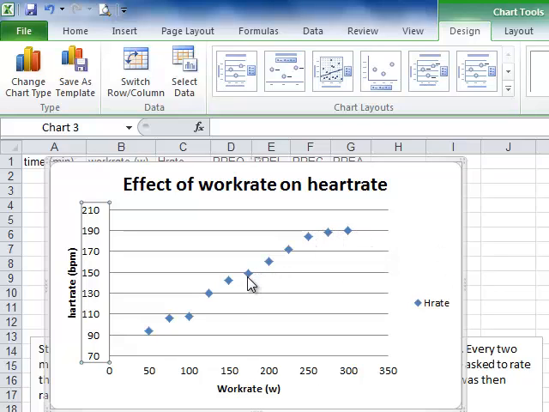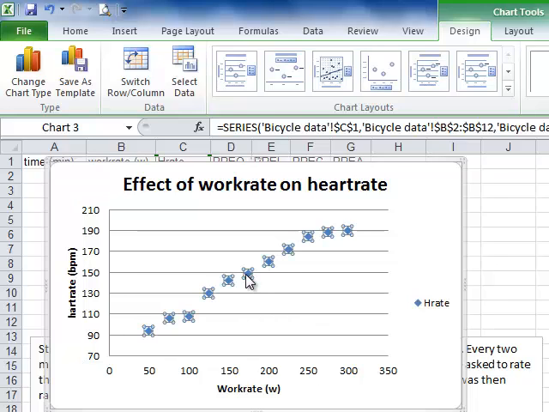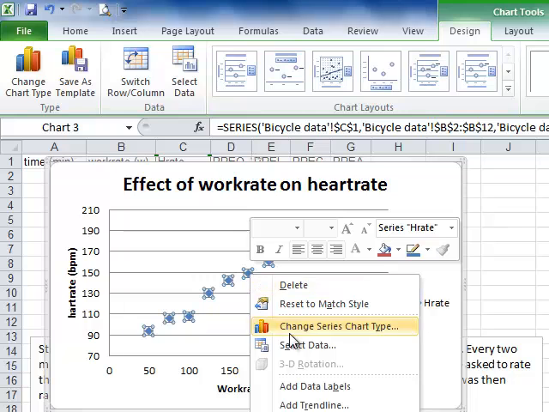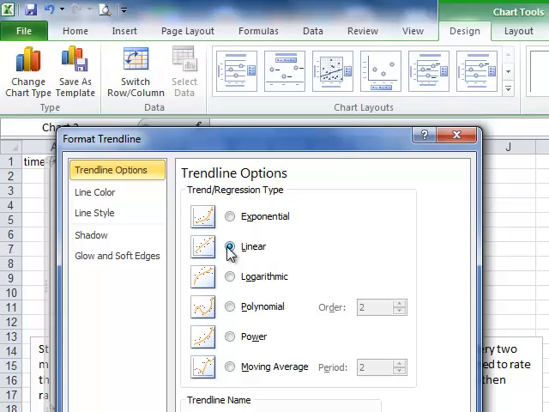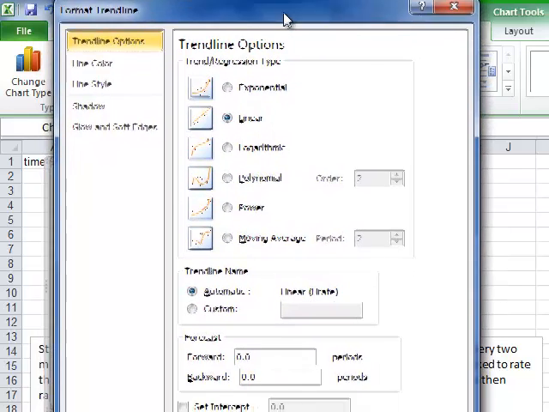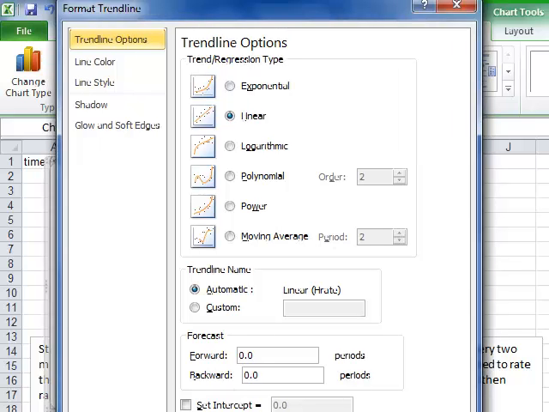So the first thing I'll do is I will add a trend line to this graph. So I click on the data points, right mouse click, add trend line. I want a linear trend line because that's what I'm looking for, and I'm going to click on down at the bottom, display equation on chart, display R squared value on chart, and then close.